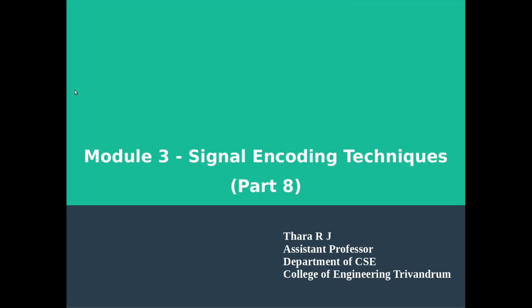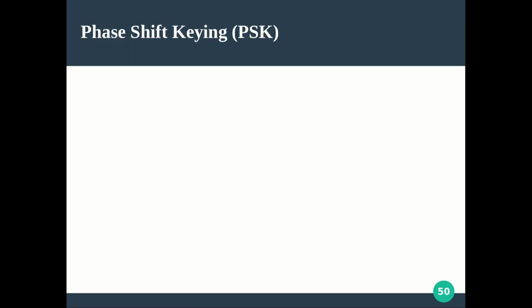Hello everyone, let's continue our discussion on signal encoding techniques, module 3, data communication. So part 8. Right now we are discussing digital data to analog signal conversion techniques, and two of the techniques we already covered in parts 6 and 7, that is amplitude shift keying and frequency shift keying. Now it's time to discuss a third category, that is phase shift keying.